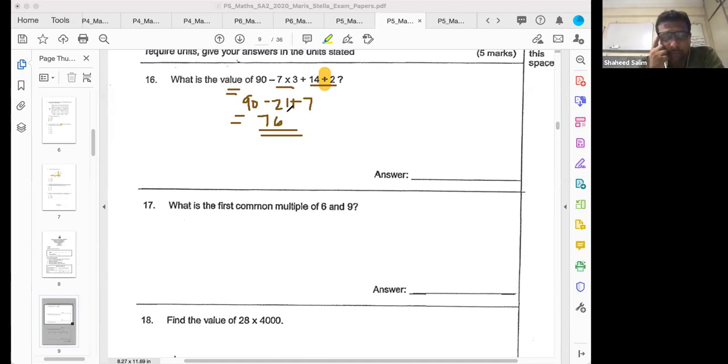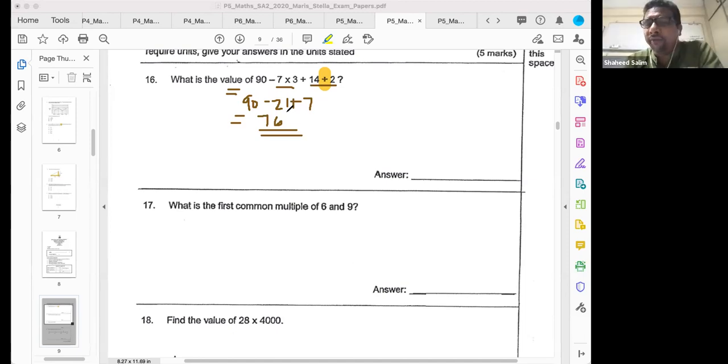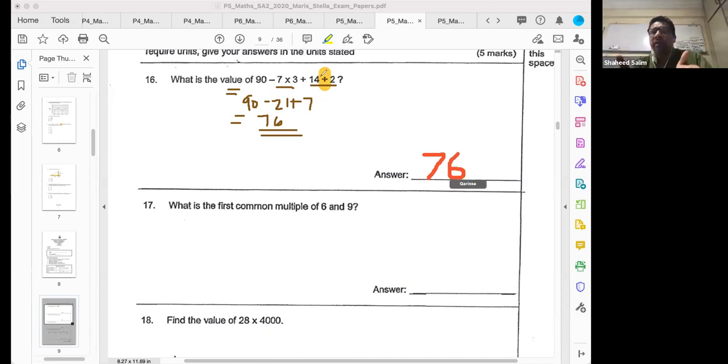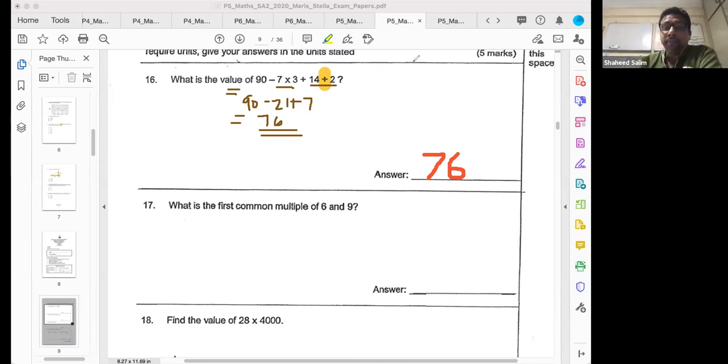So what do we do first for Botmas? We do brackets. Then next is times or divide. Which one do you do first? Do the left one first. If you have both times and divide in this case, do the left one first. So first you do brackets, next times or divide. If you have two brackets, which one first? The left one first. Times and divide, which one? The left one first. Yes.